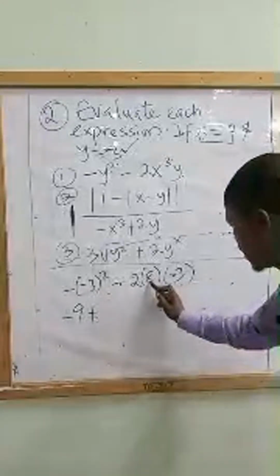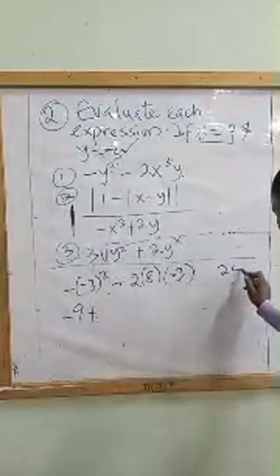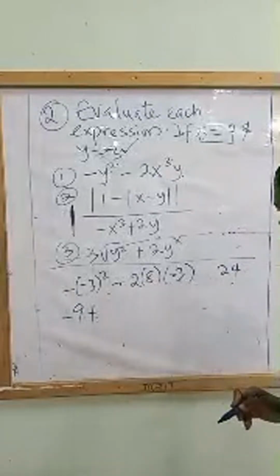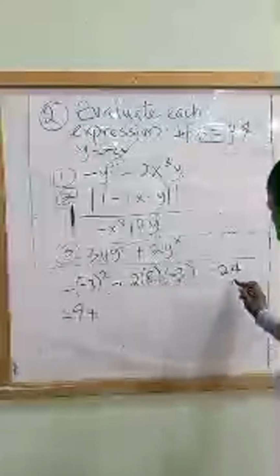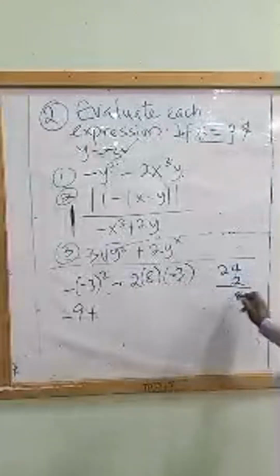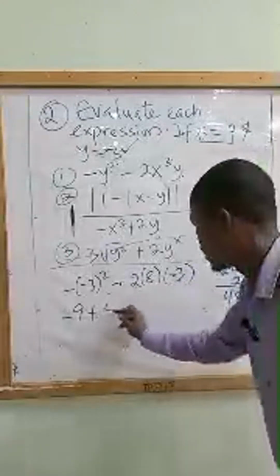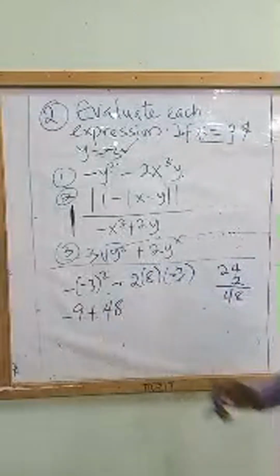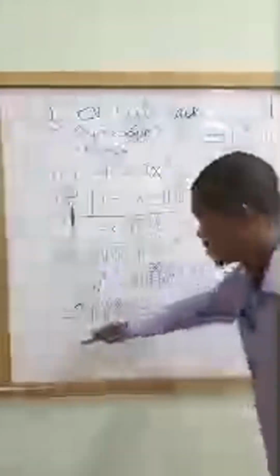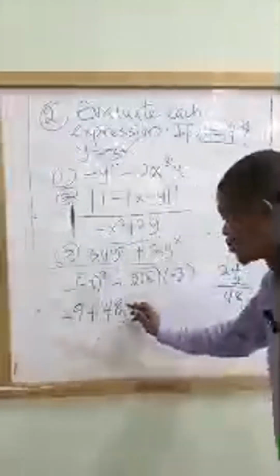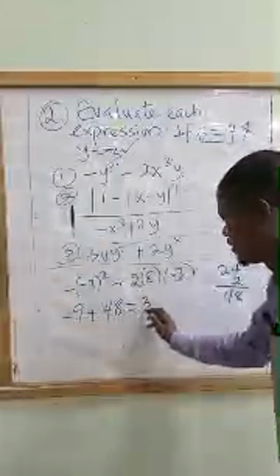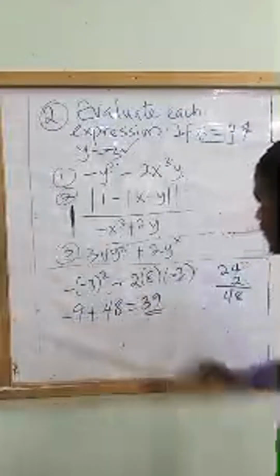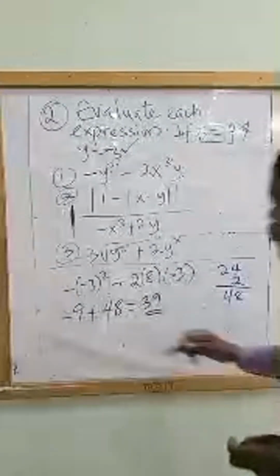Okay, then we have 8 times 3, that's 24. And then times 2, that's 48. So we have 48. Okay, so negative 9 plus 48. That's 39 for that question.